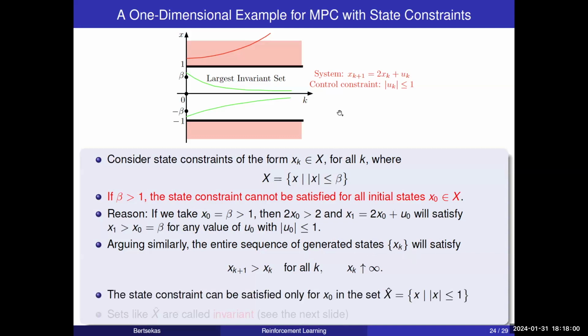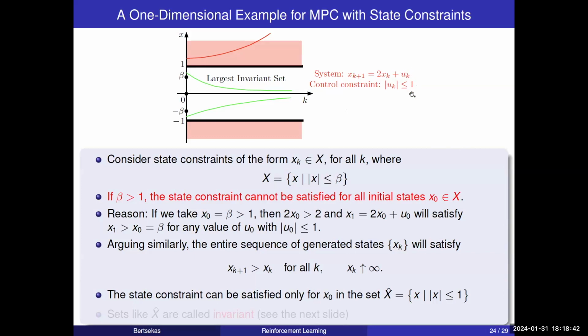Now, what would be a suitable state constraint? Well, there are these invariant sets. In this particular case, the set between 1 and -1, where if you start inside this interval, then even though the state is going to increase due to this term, the control is sufficiently large to counteract this increase and bring you towards 0. Is this clear?